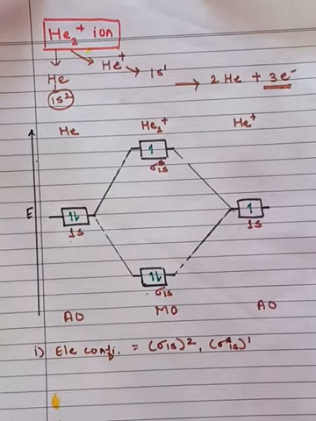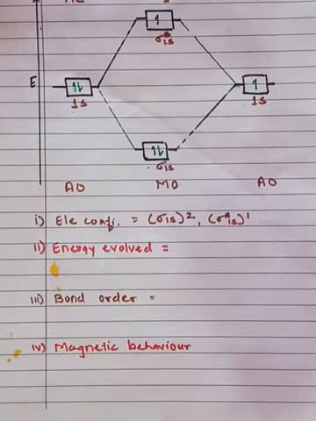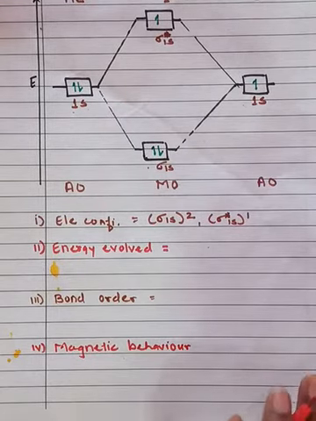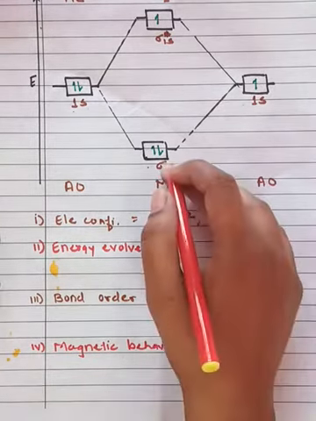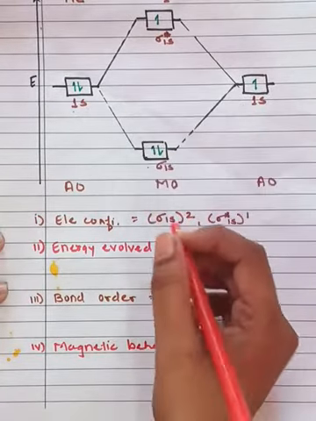Now let us move to the second factor, that is the energy evolved, which is given by the formula. It is equal to the number of electrons in BMO into minus beta plus the number of electrons in ABMO into plus beta. So we know that there are 2 electrons in BMO and 1 electron in the ABMO.